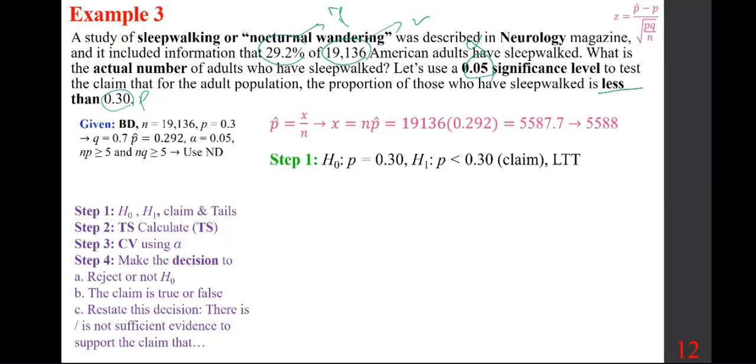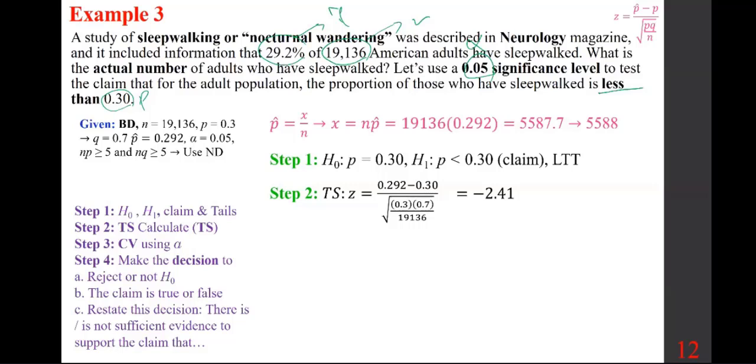The next thing is to use the top formula to come up with the test statistic: P hat minus P over the square root of PQ over N. Well, we have all of those. P hat is 0.292 minus P is 0.3 over the square root of 0.3 times 0.7 over 19,136. Doing the math gives us negative 2.41.